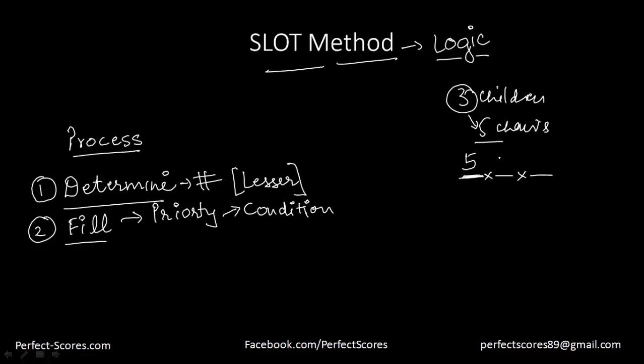Similarly, in how many ways can the second child sit? He can sit in 4 ways. And in how many ways can the third child sit? He's going to sit in 3 ways. This would give you the total number of ways, and you'll have to multiply all the slots.